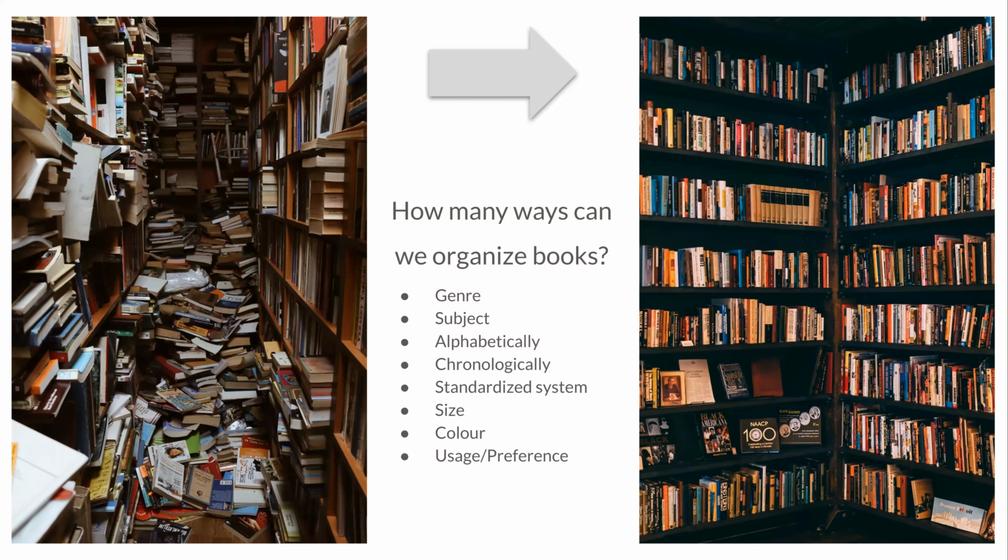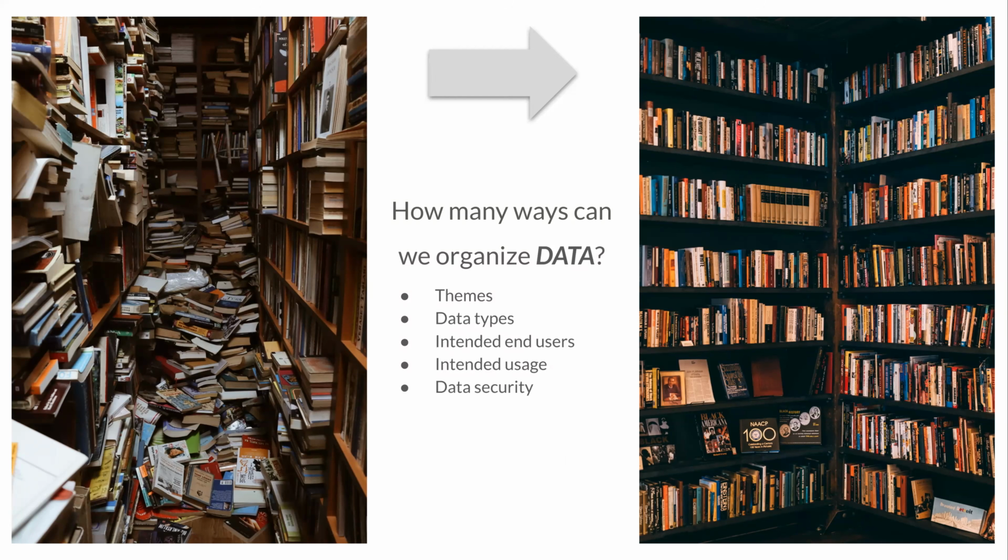So we can put a bunch of our reference books on one shelf because we want to be able to grab those all the time. So let's think more about data. How many ways can we organize data? Well, we can organize it by themes, data types, intended end users, and intended usage. Data security also comes into play when we're thinking about how we're going to organize data.